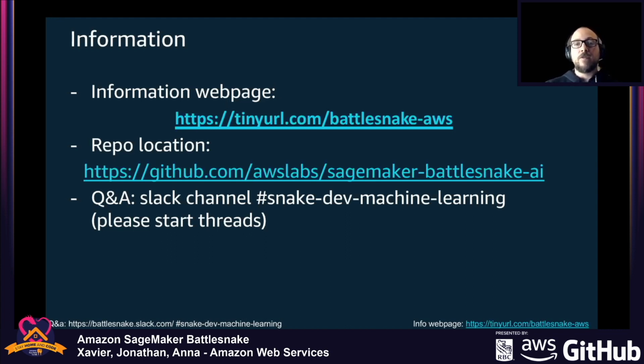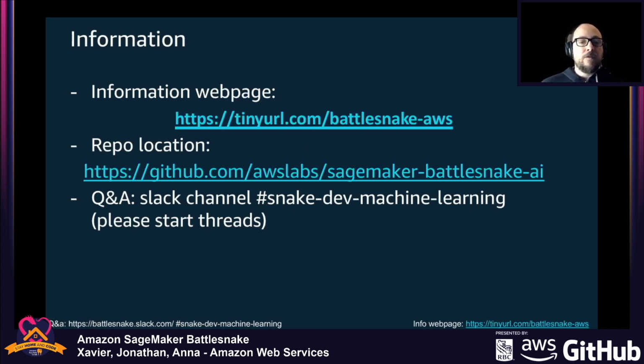Another way for you to get help for the workshop is to go on the official Battlesnake Slack channel, and to go on the channel Snake Dev Machine Learning. Several of my colleagues are already connected to this channel. So if you run into any issues, or you have questions regarding the steps of the workshop, you can go here and ask any of my AWS colleagues that are online. And if you are not already registered to the Battlesnake Slack channel, there is a link in the instructions to do so. Again, the most important link for the workshop is the first one here, tinyurl.com/battlesnake-AWS.